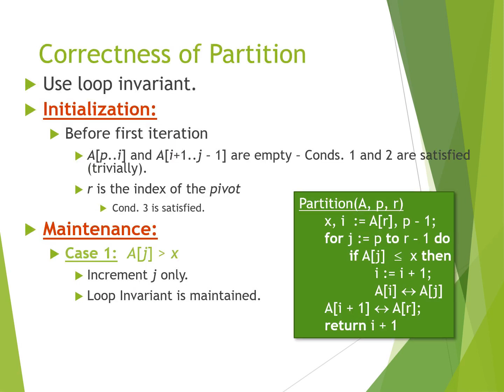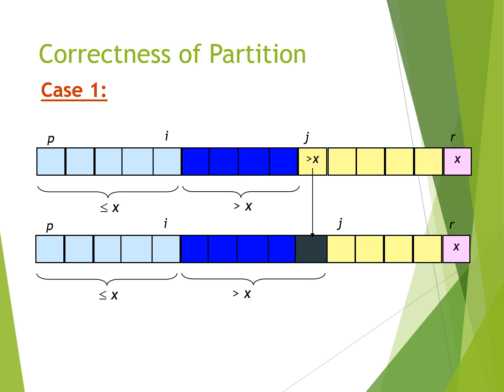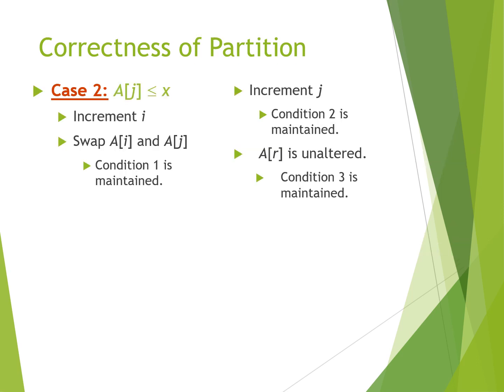Correctness of partition. In it we use the loop invariant. It is of two steps: initialization before the first iteration, and maintenance. It is of two cases. Case 1, increment of j only, and the loop invariant is maintained. This is case 1 in maintenance. This is case 2 of maintenance. In increment of i, swapping of A[i] and A[j] occurs, and in increment of j, A[r] is altered.